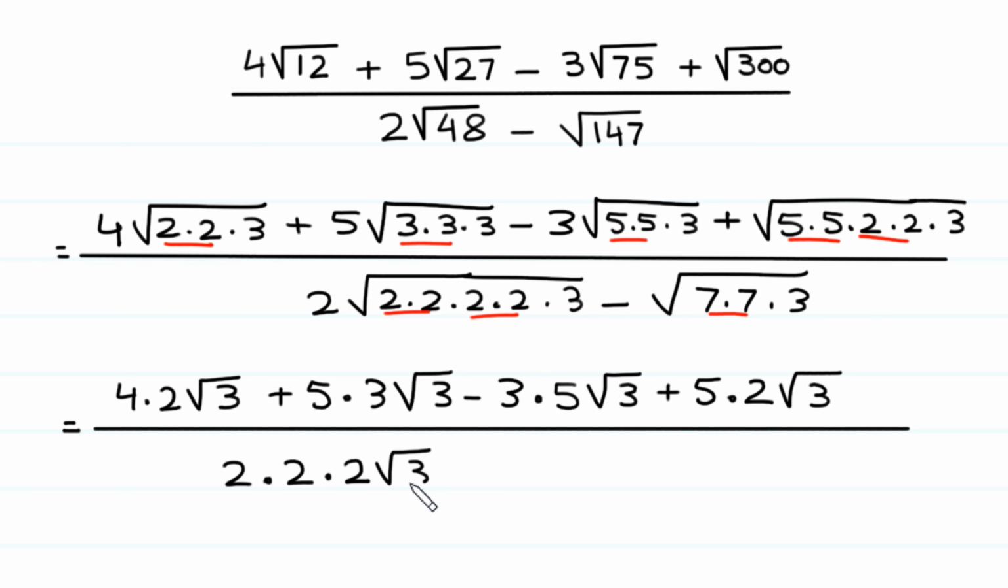Square root of 3 minus, from this pair 7 comes out of the square root and this 3 remains under square root. Square root of 3.